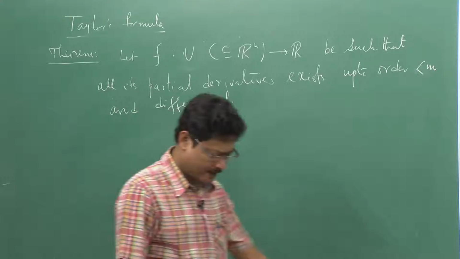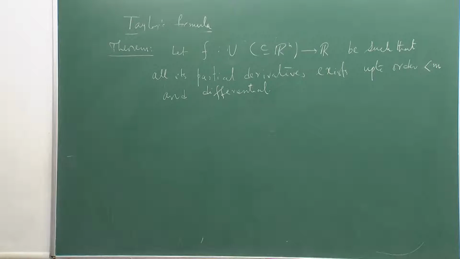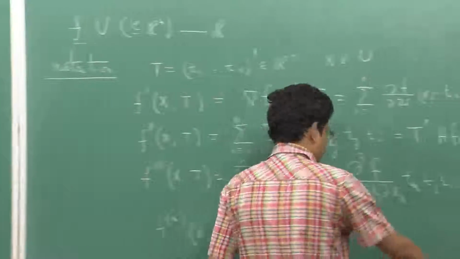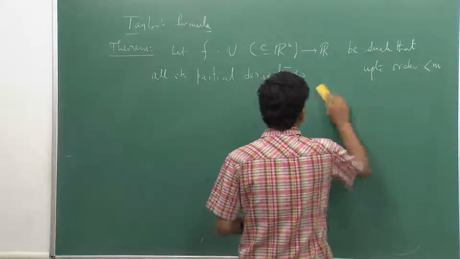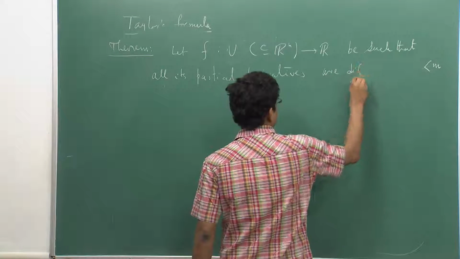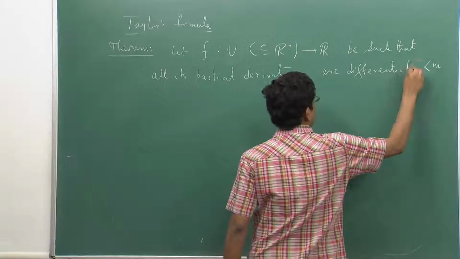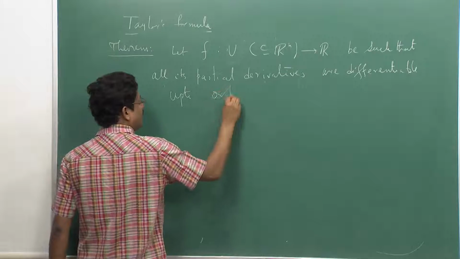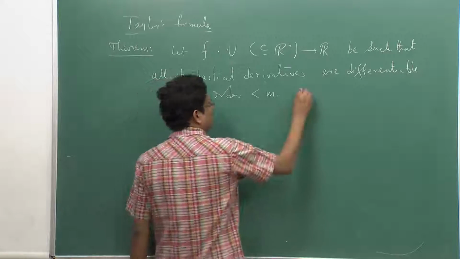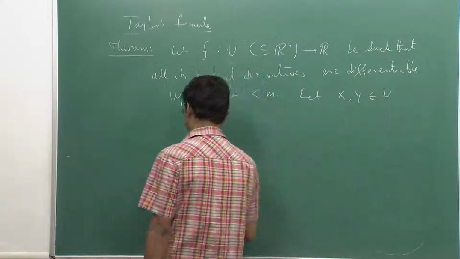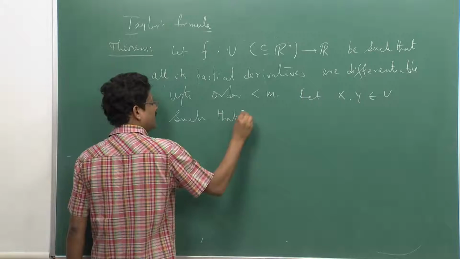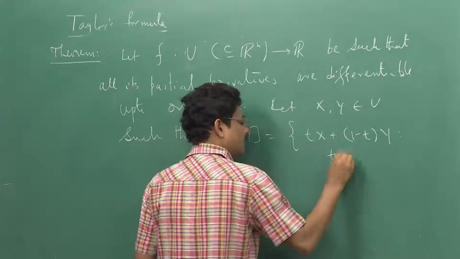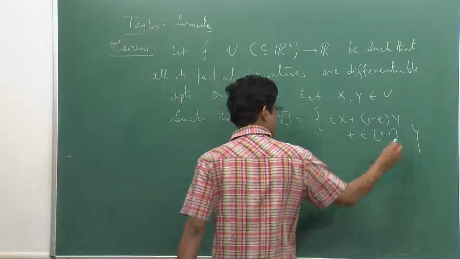I do not say f is differentiable up to order m or not. Partial derivatives up to order less than m exist and are differentiable, and it is automatically assumed they exist, for some m. Let x and y be 2 points in U such that the line joining x y, we have used this notation before, this is the set of all points t x plus 1 minus t y, t in 0 1, is also in U.